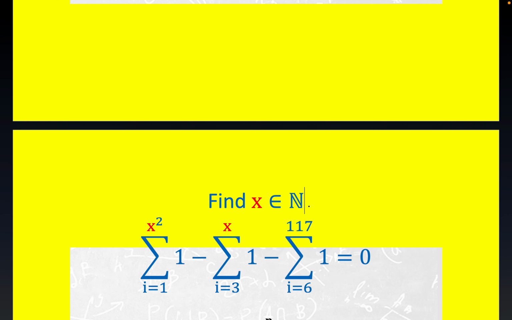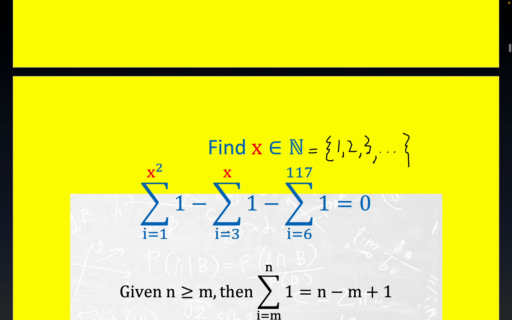Hey everybody, we got a triple summation going on tonight, and we're looking for a positive integer solution. The natural numbers are the same thing as the positive integers 1, 2, 3, and so on. Okay, and again, notice folks, x appears as the upper limit of two of the summation symbols.